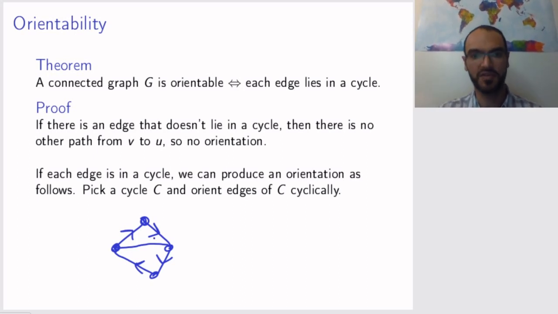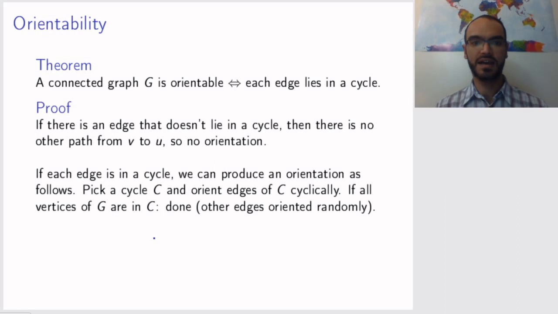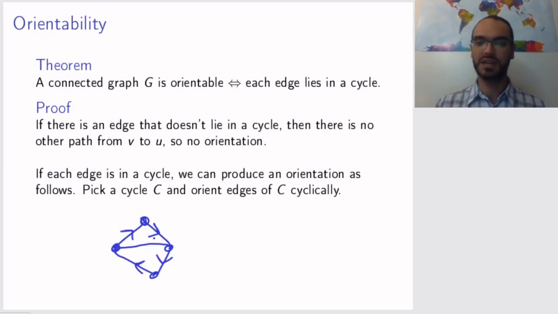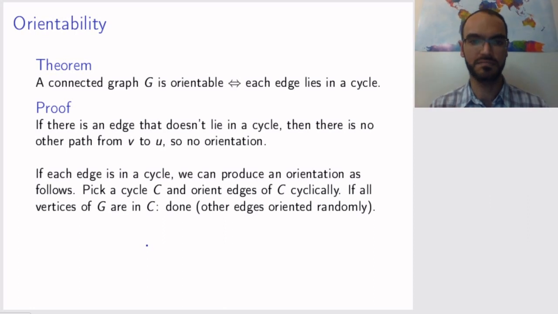So there might be several ways to make a graph oriented. That's not a problem. So if you have a cycle, you orient the edges cyclically, then you look at your graph. Did I cover all the vertices? So if all the vertices of your graph were in this cycle that you just oriented, then you're done. As I said, you can orient any other edge whichever way you want, and you're done. You have no more vertices that you need to care about, that you need to reach from one vertex to another. So then we're done.